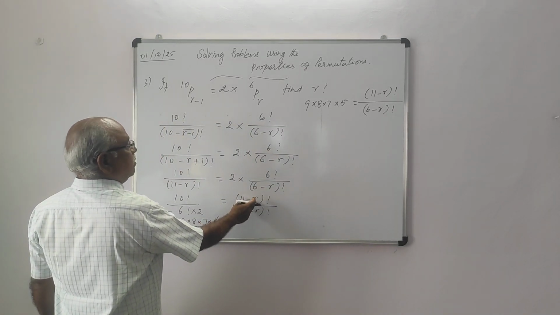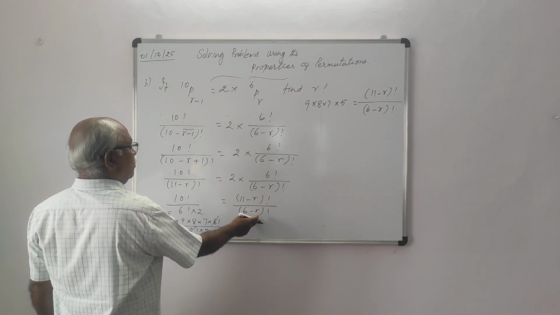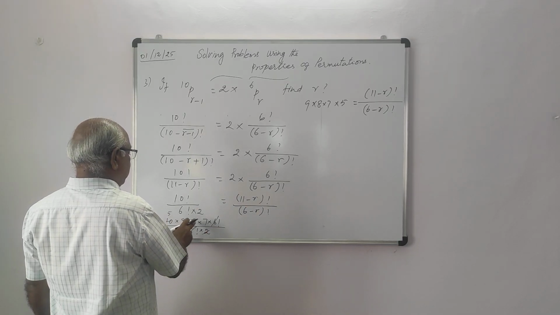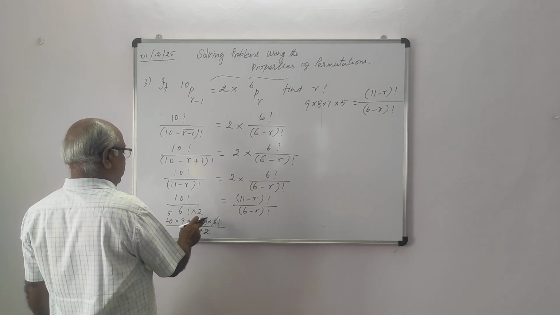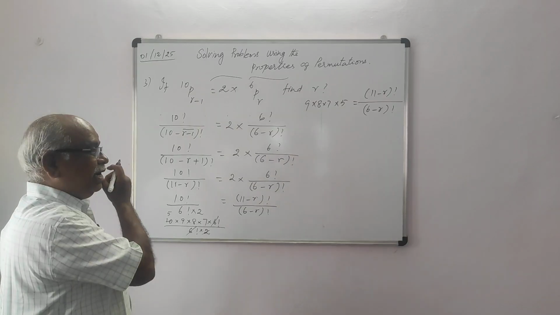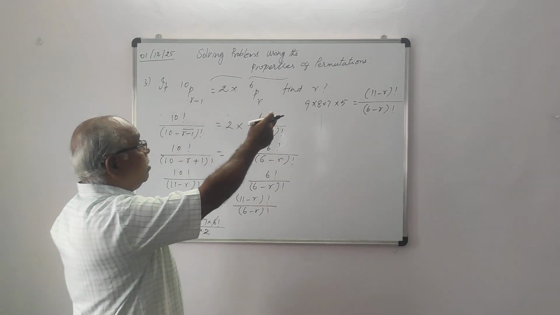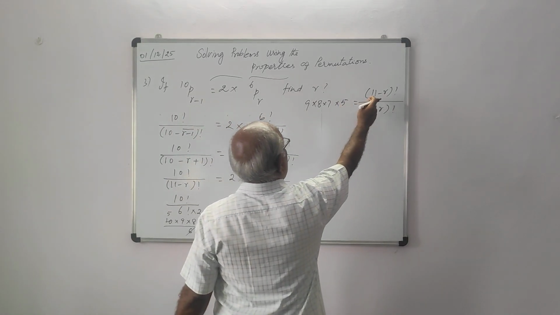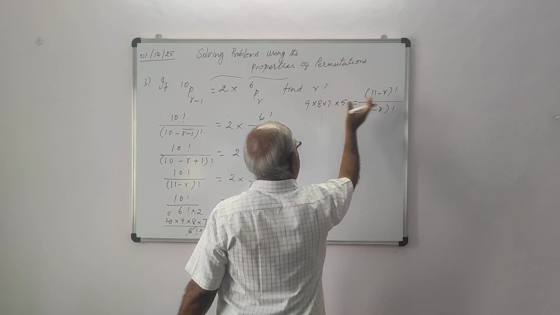Right hand side, 11 minus r factorial by 6 minus r factorial. Left hand side is 9 into 8 into 7 into 5 by 5. These two can be cancelled in the numerator term. And 11 minus r factorial, you can treat that right hand side term to left hand side.